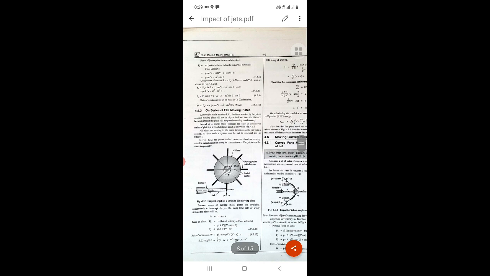The next equation is the impact of jet on flat moving plates. The figure shows the impact of jet on flat moving plates. Let's see the force exerted by the jet on flat moving plates. In a single plate, consider a case of a continuous series of plates. As shown in the figure, all plates are moving in the same direction with velocity U. The plates and vanes are moving in the radial direction along the circumference. The jet strikes the vane tangentially.